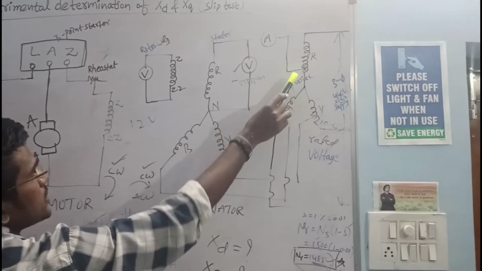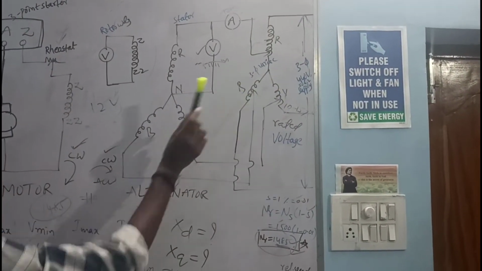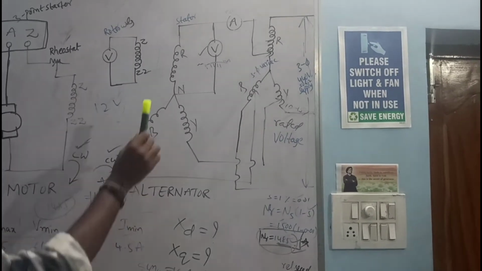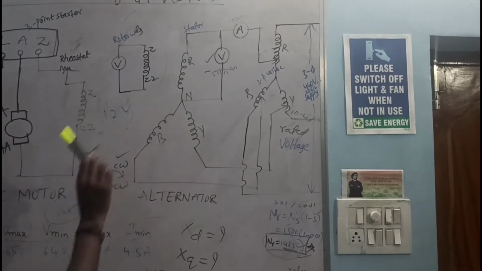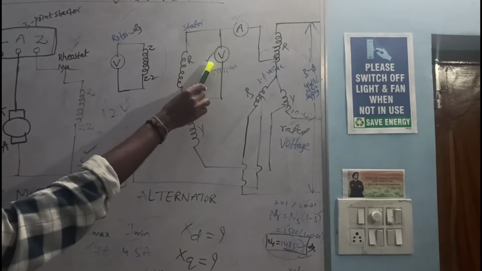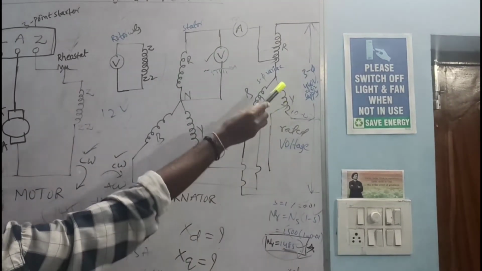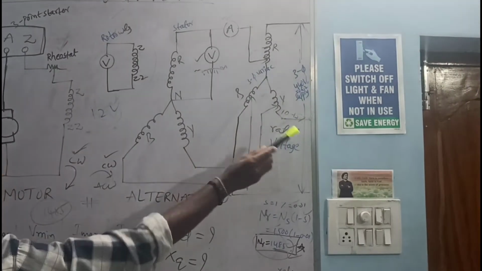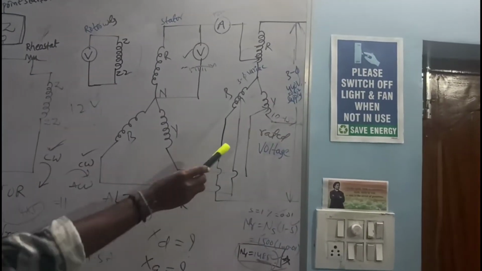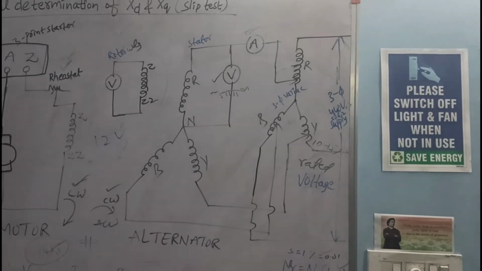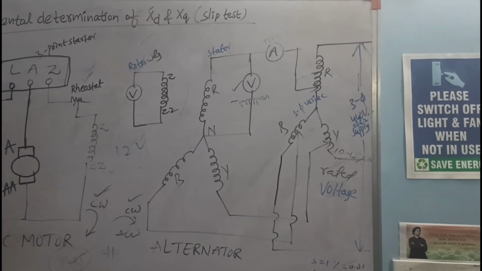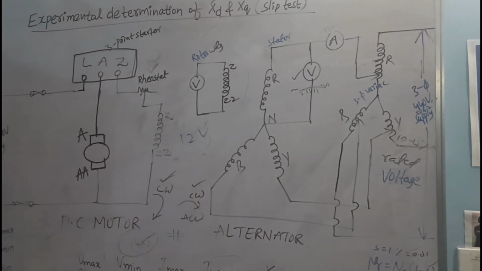Here this is the 3-phase variac, R, Y, B. This is the 3-phase stator winding, R, Y, B. Here this is the voltmeter and this is the ammeter. Here the 3-phase 440 volts supply is applied. So this is the complete circuit diagram.